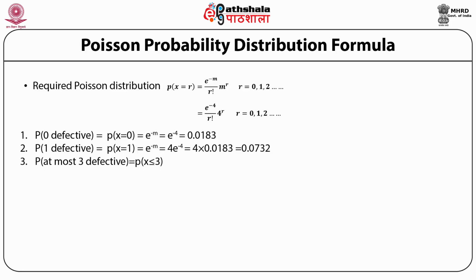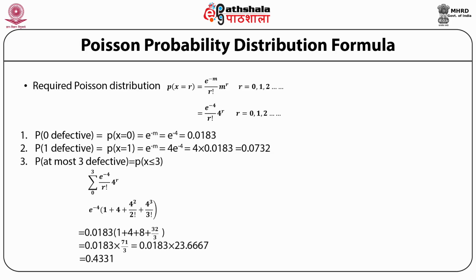Third is at most 3 components defective. So at most 3 components defective means 3 or less than it. So probability that x takes 0 value plus probability x takes 1 plus probability x takes 2 plus probability x takes 3. In this way, we use summation and solve the probability using the formula for Poisson probability distribution.